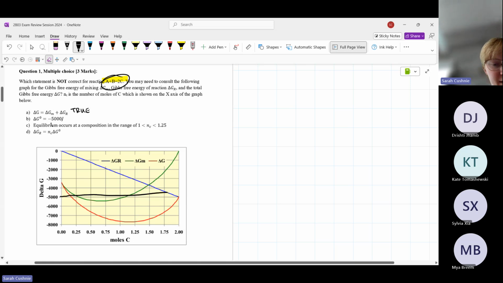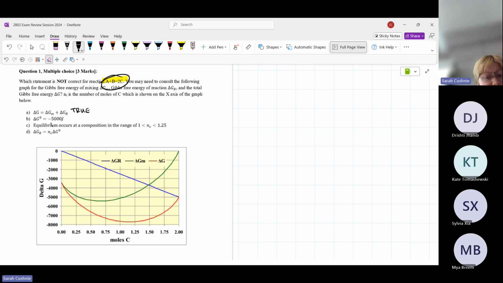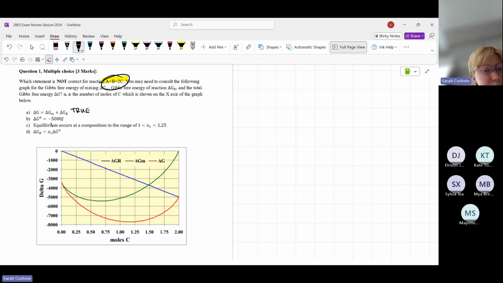So if we go to negative 5,000 joules, we see that it intersects at a few different spots, but a very likely spot is right at the end. We have this value. And you can see that this is right at the end of the reaction, when we have 2 moles of C, and that this is the delta G of the reaction and delta G of the whole thing. So clearly what this delta G naught means is that this is the overall delta G of the reaction when it goes to completion. It's better to just know that, but if you haven't studied or prepped for this, then that's a good way to work backwards from here.